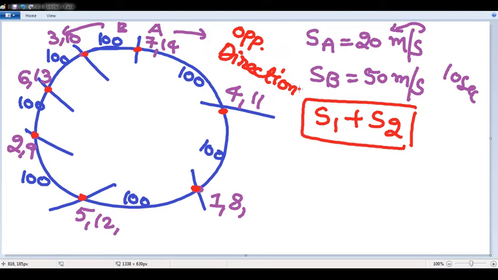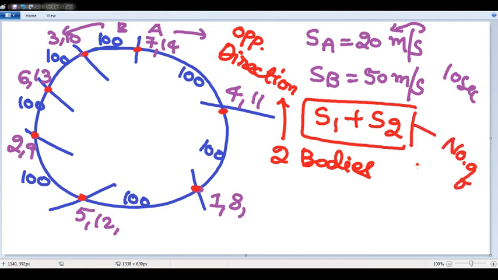I took 20 and 50 to explain the concept. It is not important that I take 20 and 50. I took them so that you will understand why it is S1 plus S2. If I take some other values, I will get decimals and visualization will be difficult. If two bodies are traveling in the opposite direction, the number of distinct meeting points is given by S1 plus S2. Please write down these points.